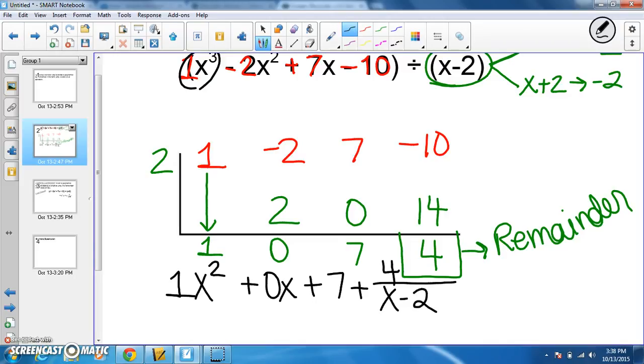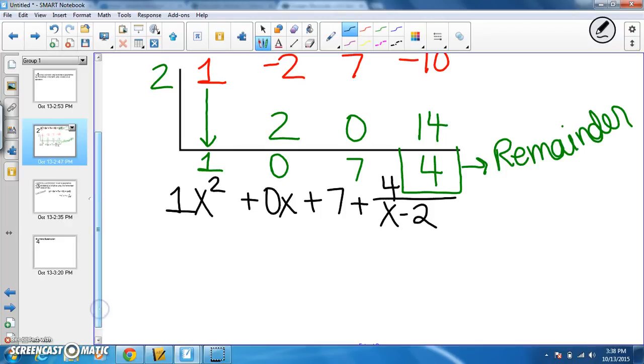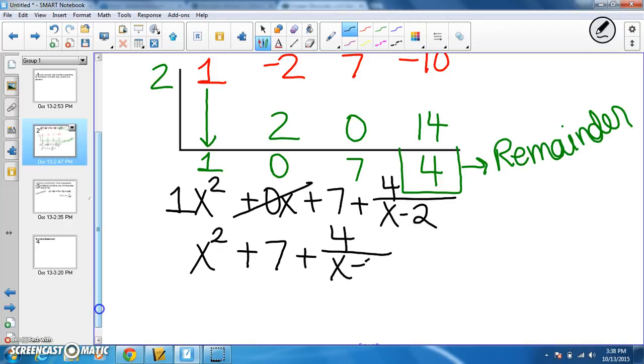x minus 2. So to write this a little bit neater, our answer, we don't have to write the 1 as our coefficient. x squared plus 0x is always going to be 0, so that cancels out, plus 7 plus 4 divided by x minus 2.